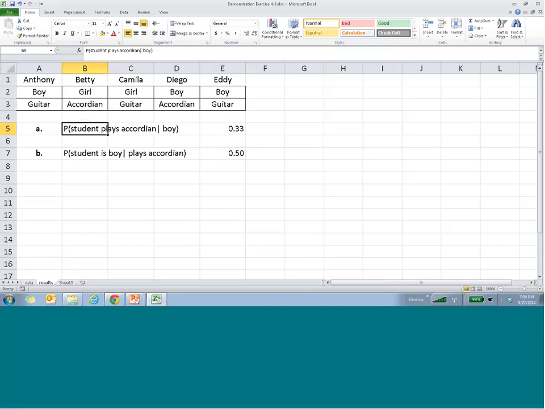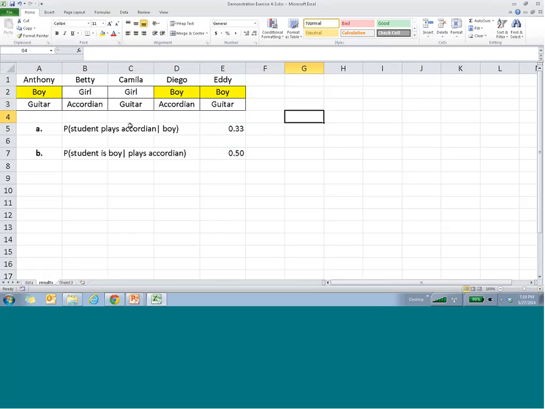Okay. So here is our data. If you have your books there, it's on page 115. Here's our data. This is obviously the gender of a student, and this is the instrument that they play. On option A here, we're going to say, given that the student is a boy, so that's limiting it to this one, and this one, and this one. Given that it's a boy, what are the odds that the student plays a violin?